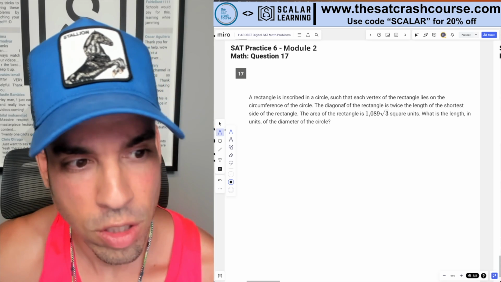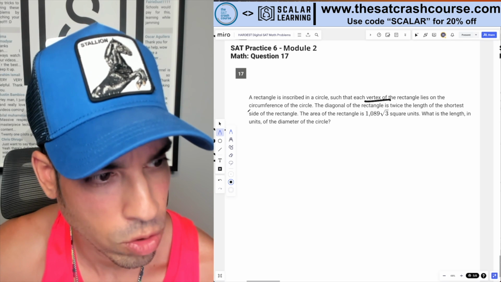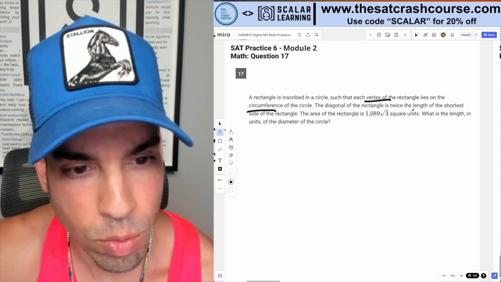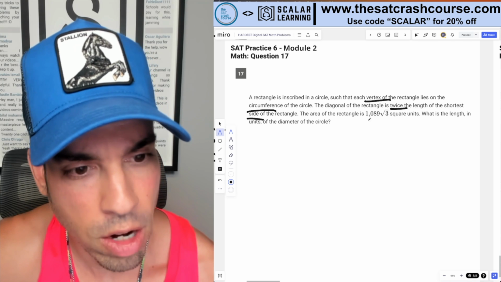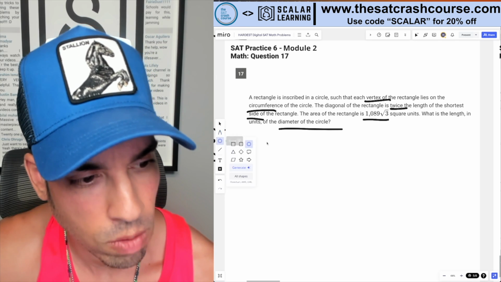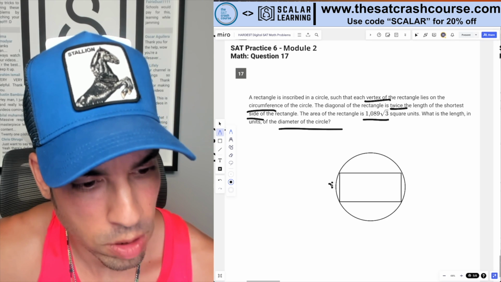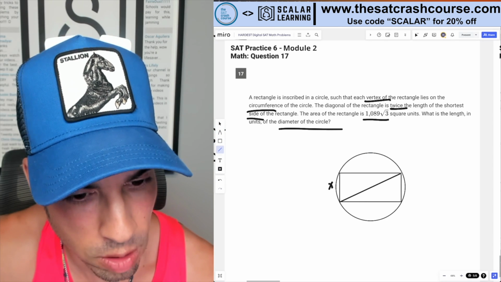Done. A rectangle is inscribed in a circle such that each vertex of the rectangle lies on the circumference of the circle. The diagonal of the rectangle is twice the length of the shortest side of the rectangle. The area of the rectangle is this. What is the length of the diameter? All right, let's draw this out. So it says that if this is the shortest side of the rectangle, the diagonal of the rectangle is double that.